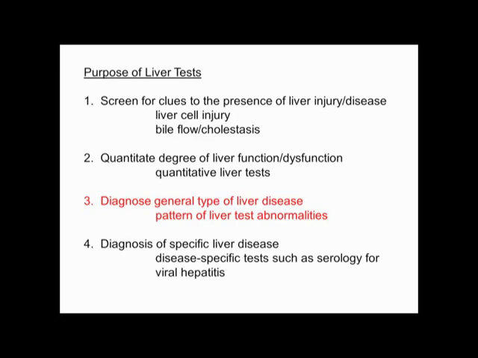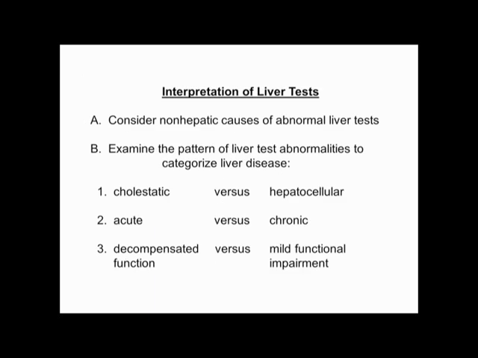So the way you apply these is pattern recognition, to try to separate liver diseases into different categories and think about, is the liver functioning? Is it not functioning? Is this hepatocellular disease? Is it cholestatic disease? Is the liver functioning? That's what I'm going to spend the last few minutes on. So anytime you see abnormal tests, always think, is this coming from the liver? Is it something else? Then look at the pattern, cholestatic versus hepatocellular.